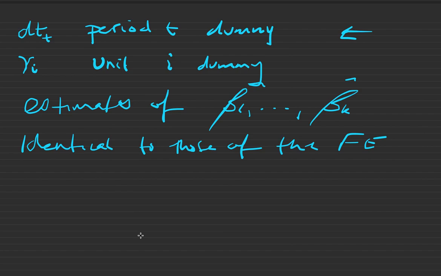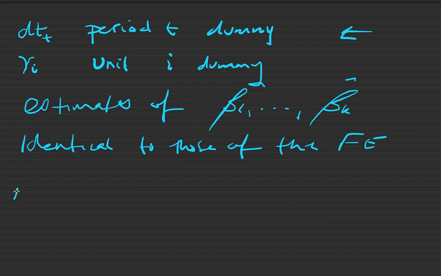The thing is that it has much higher degrees of freedom, right? Because you're estimating many more parameters. And so the fixed effects estimator is computationally more appealing. There are some other nuances to the least squares dummy variable estimator that we should discuss.